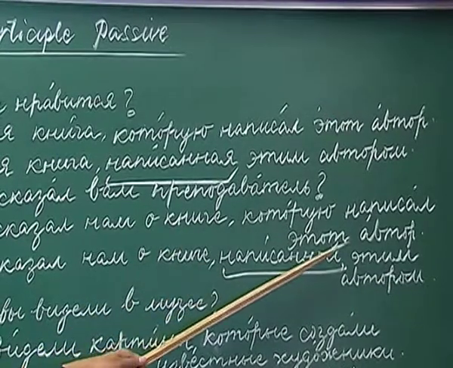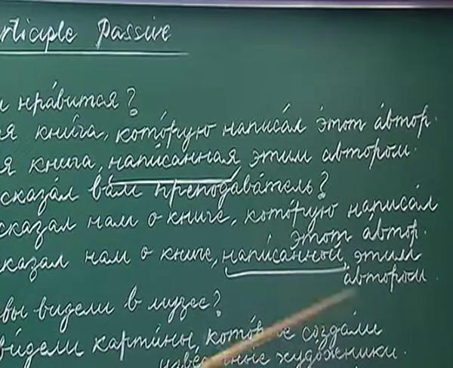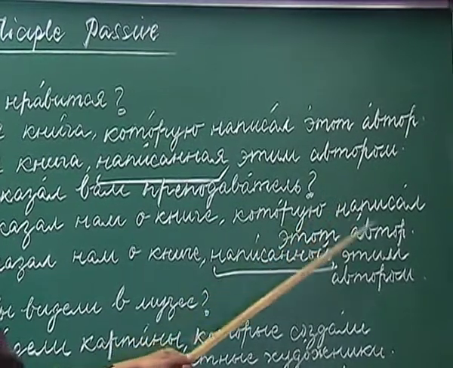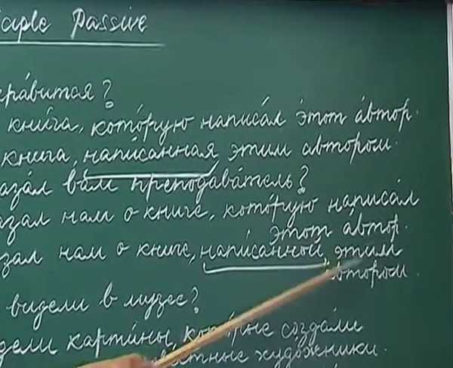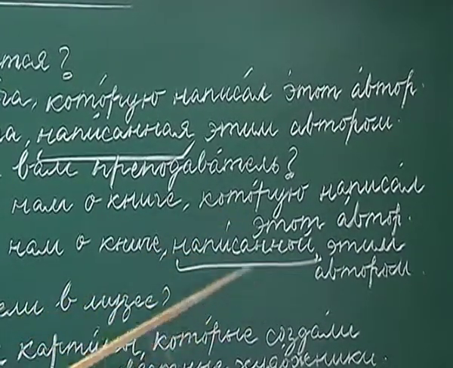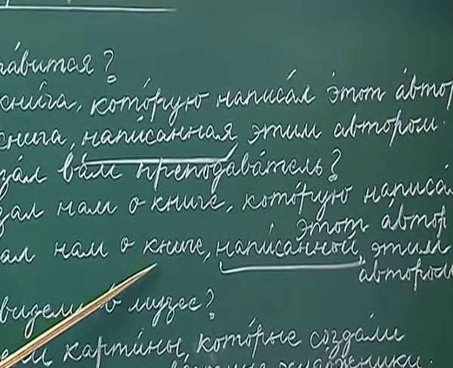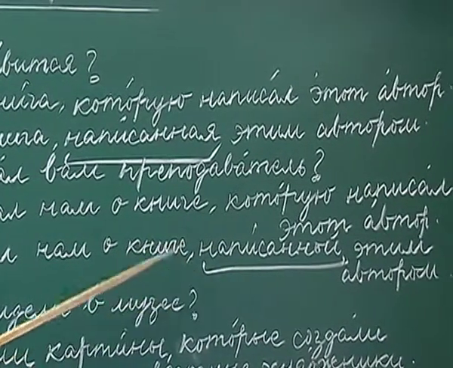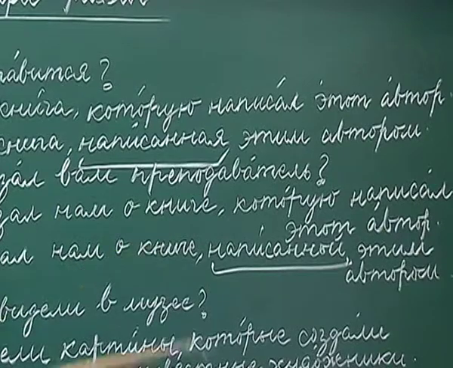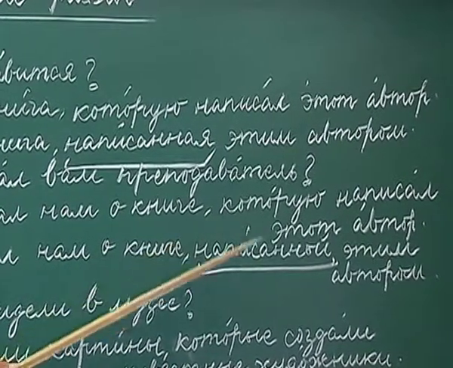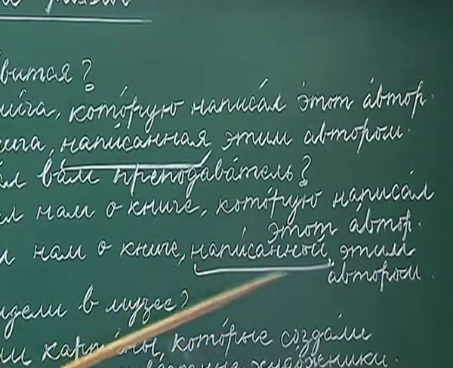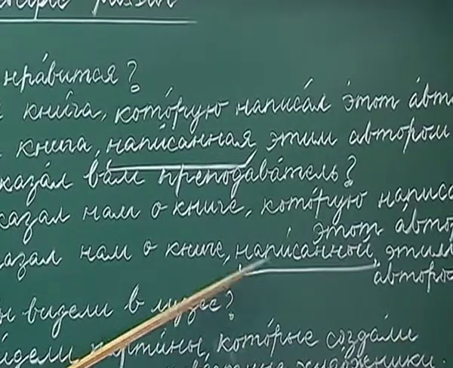Two things are there. First, the performer of the action here has to be in the instrumental case. That is why etat after has been changed to etim afteram. And the form of napisannai will depend on the form of the noun which it qualifies. As you can see here, it qualifies the noun knige, which is in the prepositional case. So that is why napisannai will also be in the prepositional case, singular number and feminine gender. So, the corresponding form of napisannai is napisannai.